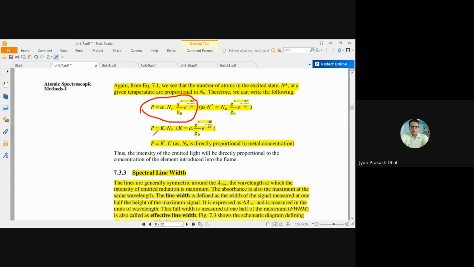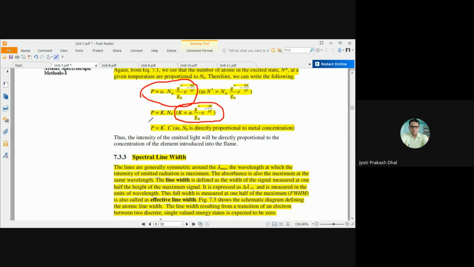So finally, P equals k into n0, where the value of k equals A into g star by g0 into e to the power minus del E by kT. We can write P equals k into n0, or P equals k dash into C, because n0 is proportional to the concentration of the atoms present in the sample. That means the metal concentration. So that's why P equals k dash into C.